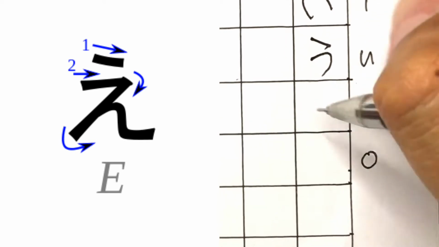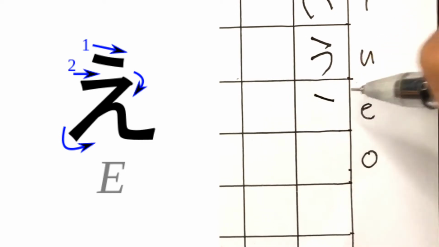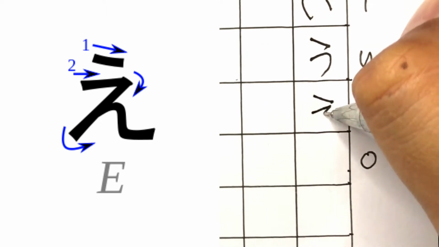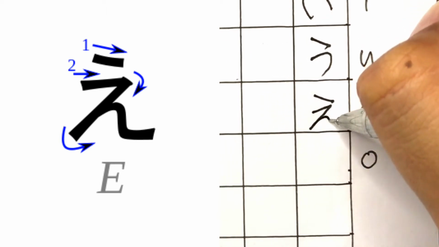Next is e. The first stroke of e is the same as u. Okay. 1, and the next stroke is 1 stroke only.